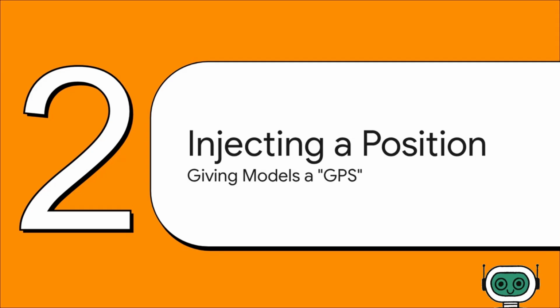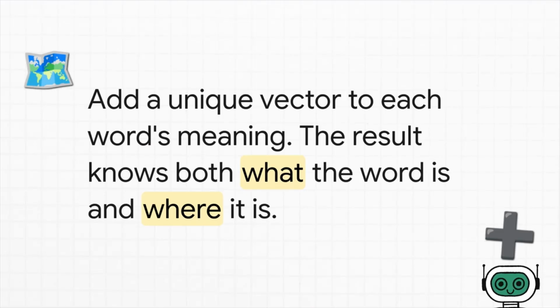So, if the model is naturally order blind, what do we do? Well, we have to give it a hint. We inject a signal that tells it where each word is in the sentence. And the core idea is actually pretty simple. Think of it like this. We give each word a unique GPS coordinate.